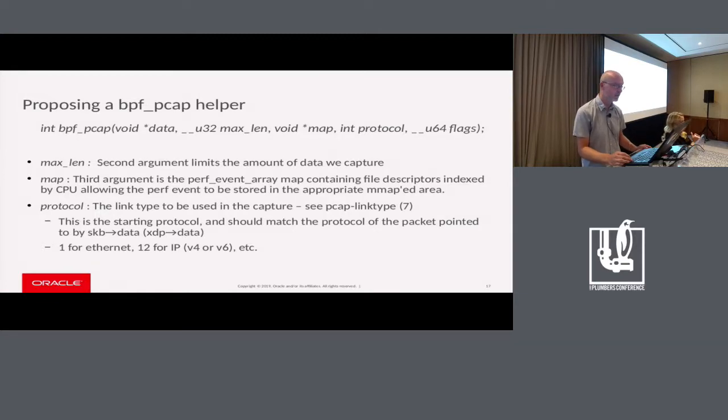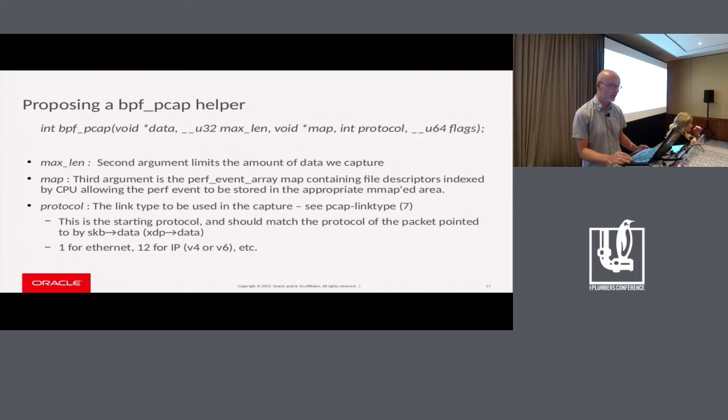So then the second argument is the maximum length. One of the things you have to do with libpcap is, when you're opening a capture file, you have to specify what the maximum length of the captured packet is going to be. So this allows us to limit the amount of data we capture. The third argument is the map, which is the perf event map that we set up in user space with a bunch of mmap buffers, and that's what allows us to communicate, send our packet to the right place.